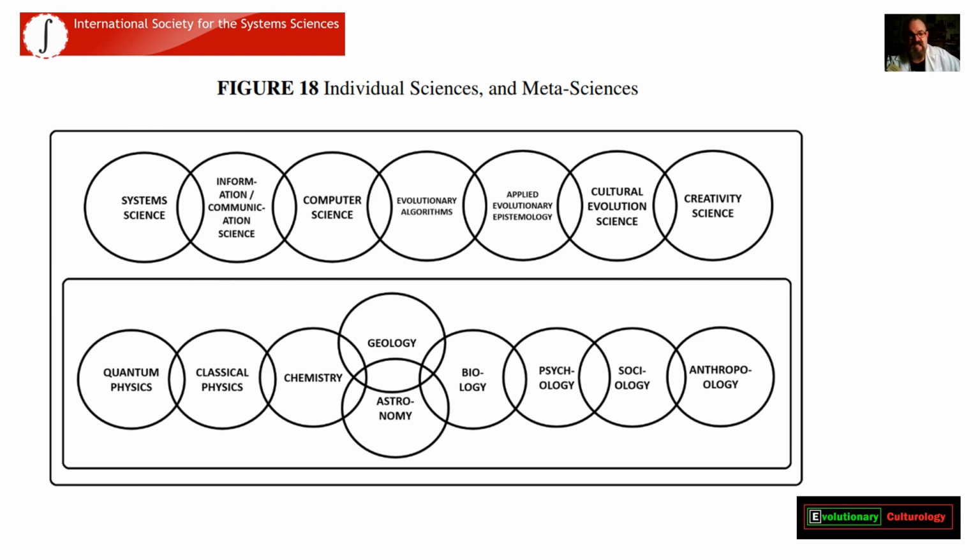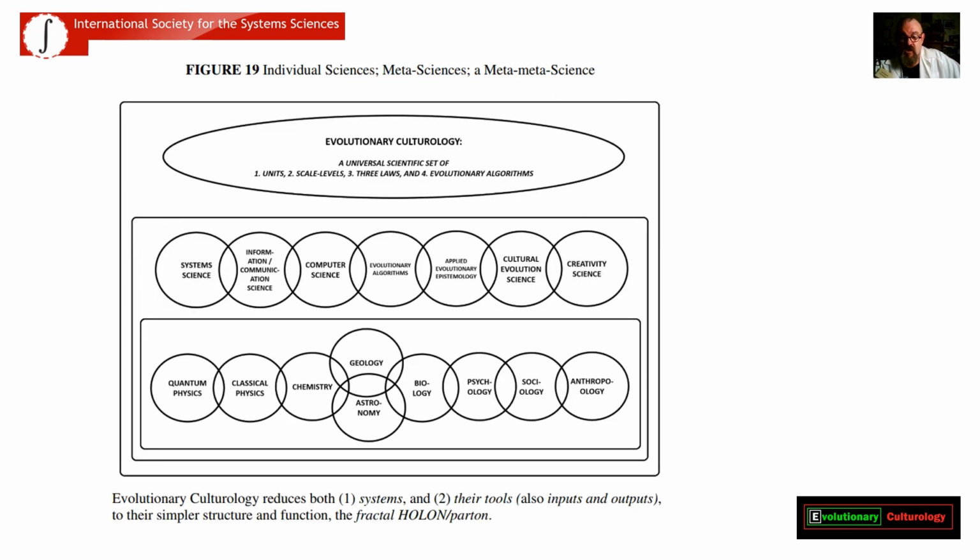And that's figure 18 in the Narreme paper. And now we've gone one level above and beyond that to EvCult, which is a universal scientific set of units, scale levels, 3 laws and evolutionary algorithms that applies to everything below there, the meta sciences and the individual sciences, and includes even the arts. So EvCult reduces both systems and their tools, their inputs and outputs, to their simplest structure and function, the fractal whole-on parton. And you can count and measure them.